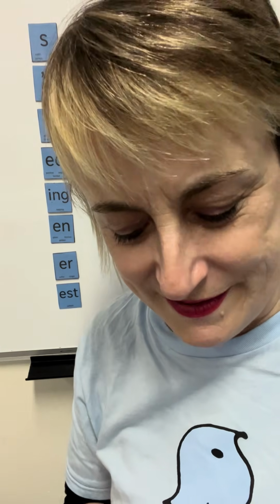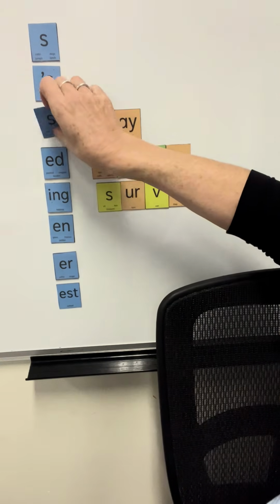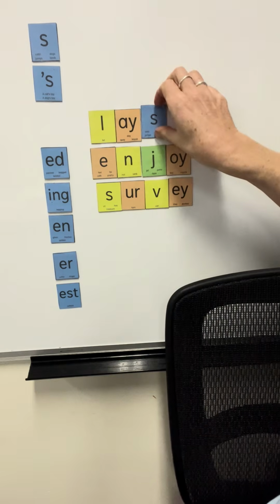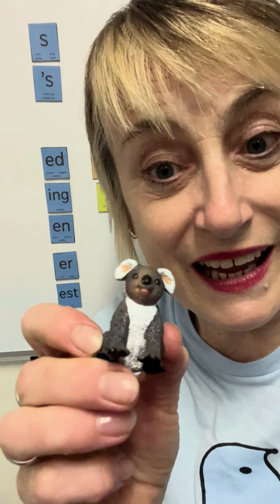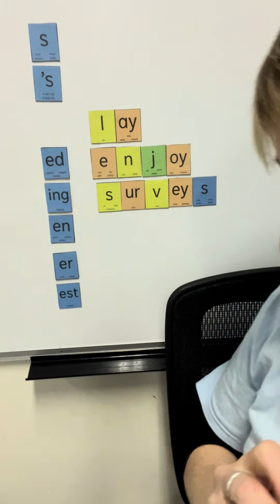And so words like it lays eggs, and so does it, just have s. We don't flip the y. Or it enjoys manna gum leaves. It surveys the world from the top of its tree.